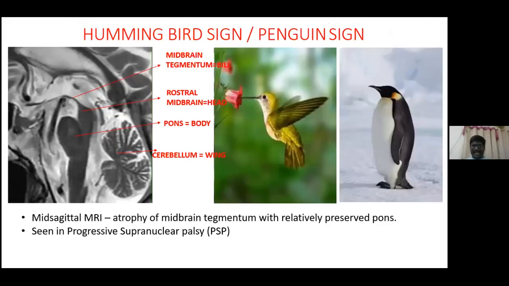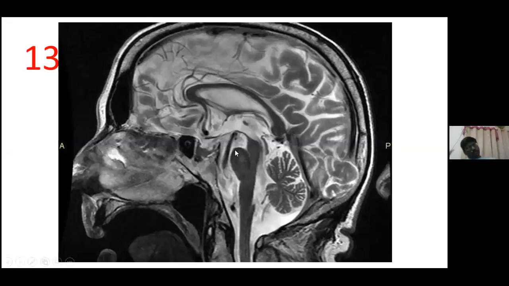Again, this is a classic image. So you all have read Parkinson's disease. There is something called Parkinson's plus syndromes, that is corticobasal degeneration, progressive supranuclear palsy, and multiple system atrophy. This is classic of PSP. So this is the brainstem: this is the pons, and this is the midbrain. So midbrain, pons, and medulla oblongata.